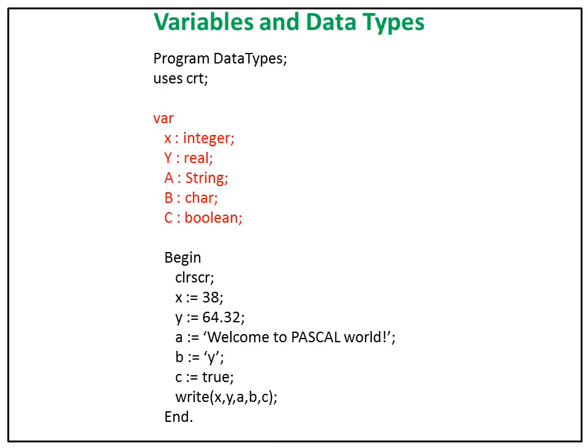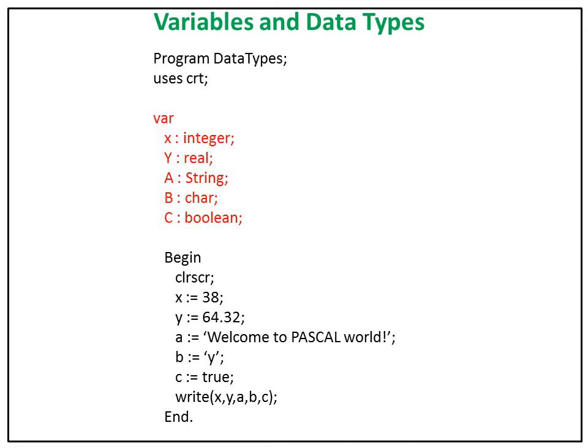Variables are declared at the beginning of a Pascal program. When considering some of the data types in Pascal, integer is used to declare variables with whole numbers. Real data type represents decimal numbers. String is to represent multiple characters. Char is to represent a single character. Boolean is to represent logical values.